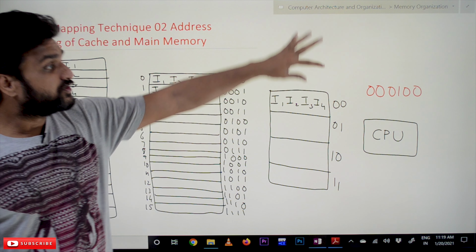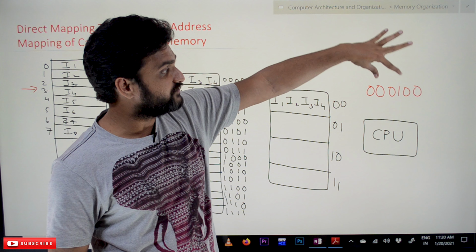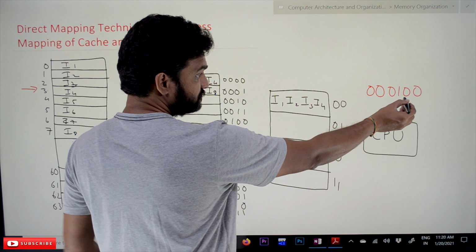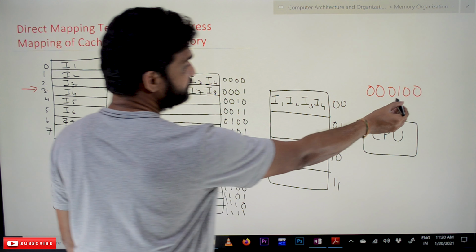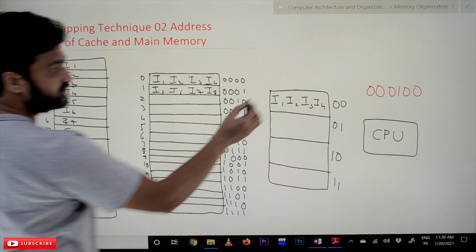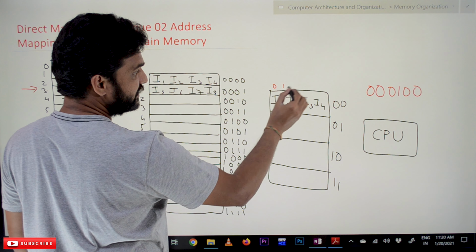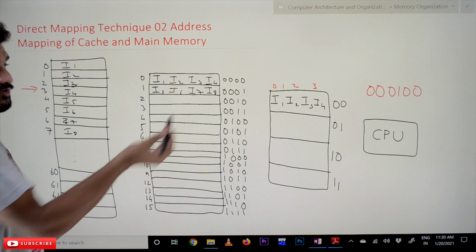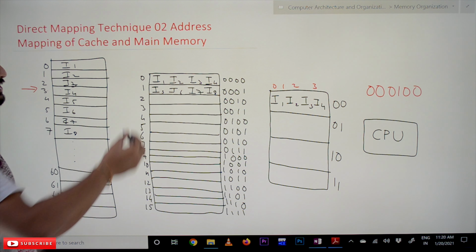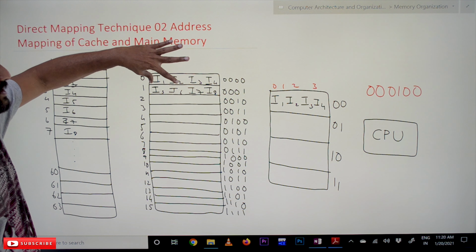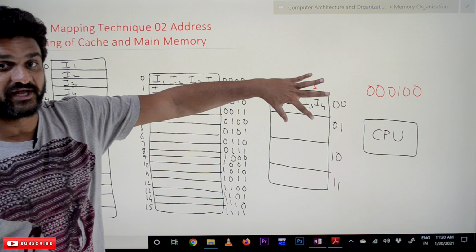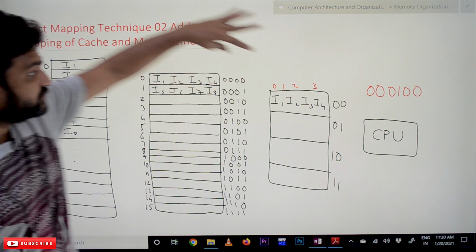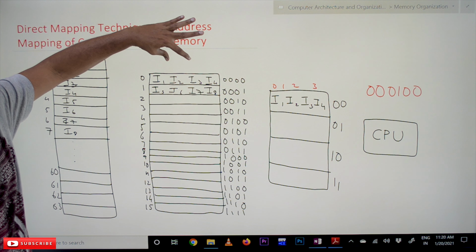Now using this address we have to locate whether it is there in the cache memory or not. Is memory location 4 there in the cache memory? We have memory locations 0, 1, 2, 3, but location 4 is not there. So we have to fetch that entire block from the main memory into the cache memory. How do we map that 6-bit address to the block address of the main memory?